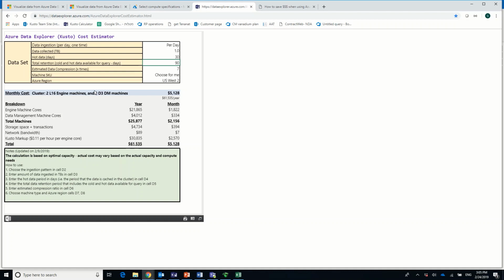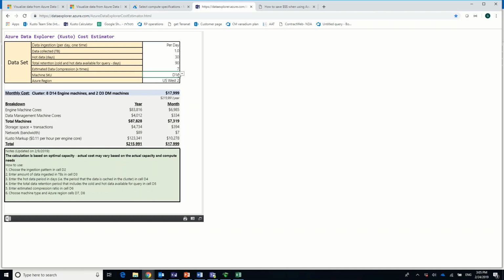Estimated data compression we usually see is around 7, that's the average. In some cases, it can be higher or lower depending on the format of the data ingested into the cluster. Machine SKU is either selected by the calculator when you're selecting choose for me, or you can manually put a specific SKU in order to see the cost associated with that SKU. I'll start with D14, and the last item on the list is the region where you're planning to create your cluster. So for this case, I will use US West 2.